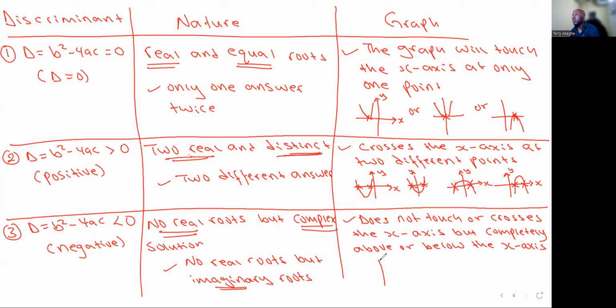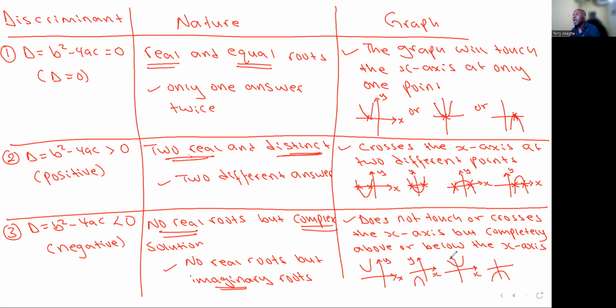So that means if you draw the graph, it will look like this. It's above or it's below, or anyhow you want to draw the graph, you'll see that it will never touch the x-axis. So that means completely above or below. This is very important.